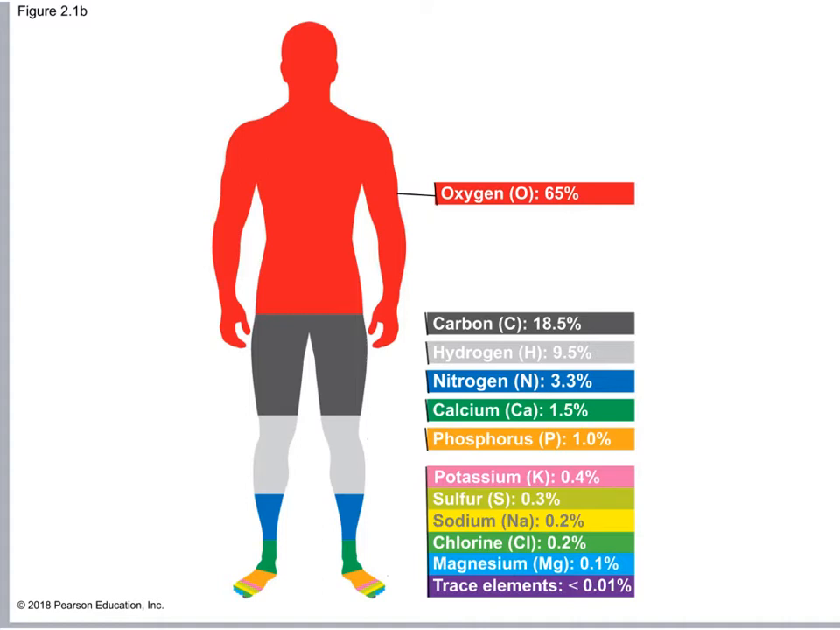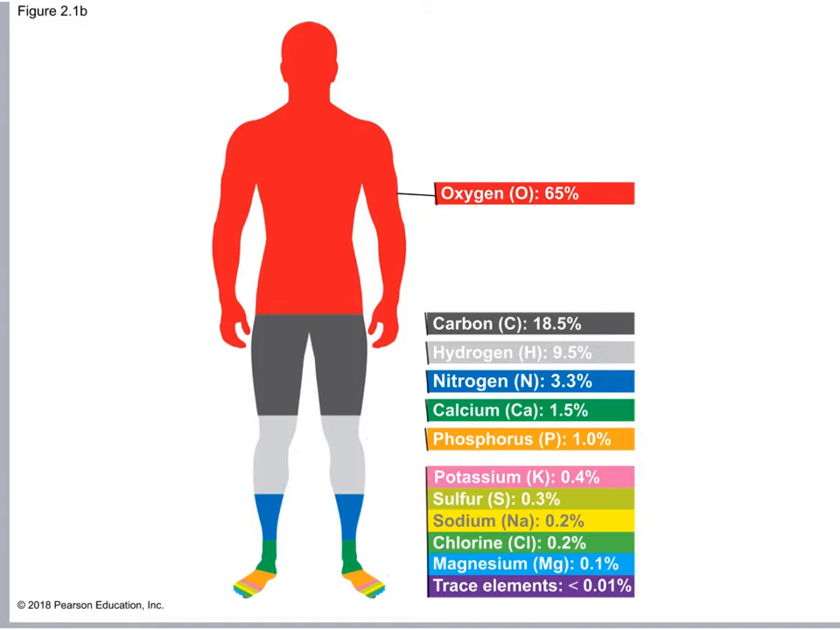Calcium and phosphorus are the major components of your bones and teeth. Accounting for most of the remaining 1% of your body, potassium, sulfur, sodium, chlorine, and magnesium are involved in functions such as nerve signaling and chemical reactions. So what about the last tier in this figure? Well, the so-called trace elements are present in minute quantities, making up less than 0.01% of human body weight. They include boron, chromium, cobalt, copper, fluorine, iodine, iron, manganese, molybdenum, selenium, silicon, tin, vanadium, and zinc.